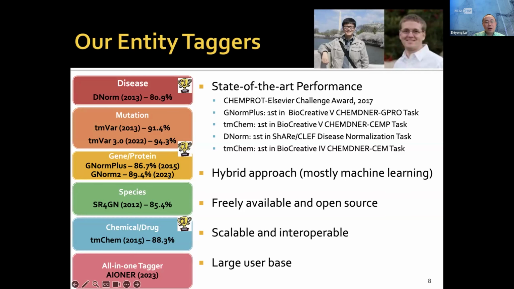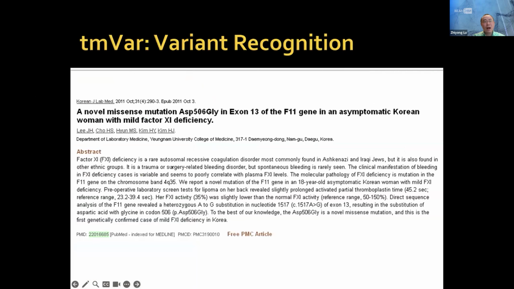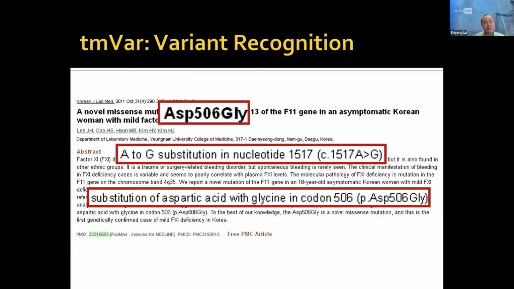So for those of you who are not familiar with this topic, I just want to show you one concrete example of what I mean by these taggers and what they can do with a PubMed abstract. In this particular abstract, I'm using an example for variant or mutation recognition. In the first step, our tagger would recognize there are three mentions, three different strings in the article that refer to the same mutation.